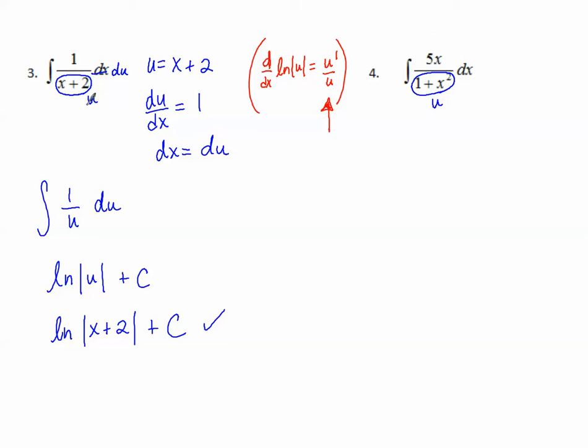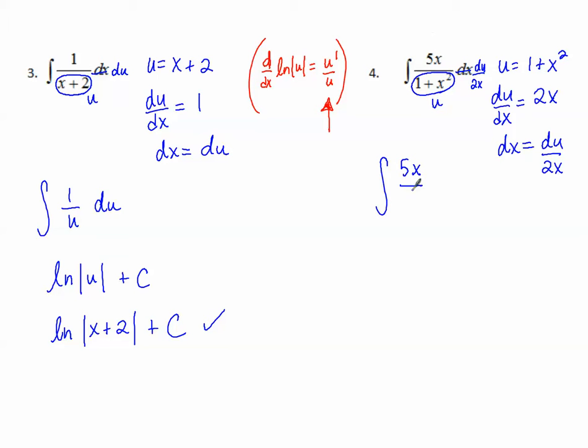So very similarly to how we did it over here. u is 1 plus x squared. What is du dx? Because we know we need the derivative in our integral. It is 2x. Solve for dx, we get du over 2x. Do our substitution, dx is du over 2x. Rewrite our integral. Integral of 5x still is there, over u, the denominator's u. dx became du over 2x.